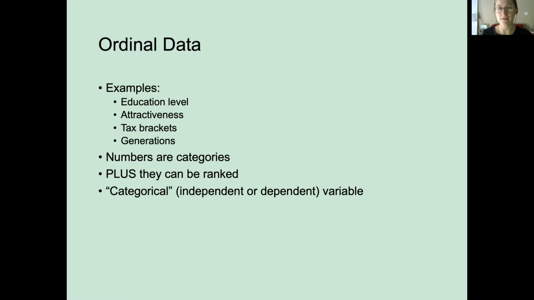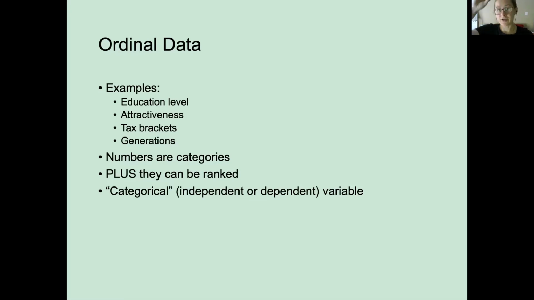So you can rank this data. Boomers are definitely older than millennials, who are older than Generation Z. But both of those are younger than Generation X, right? The distance between a given person who's a millennial and a given person who's a boomer is not always going to be the same. So I'm a millennial.